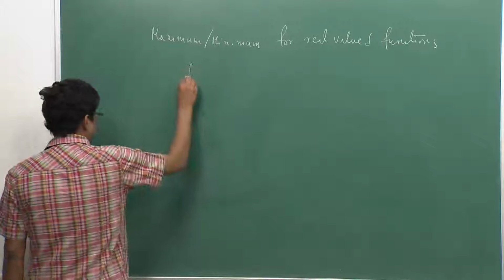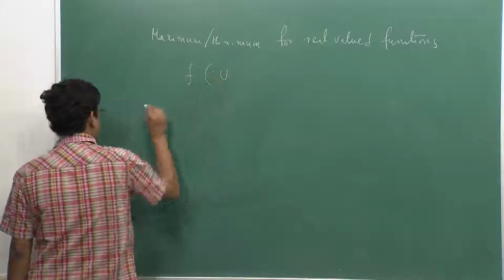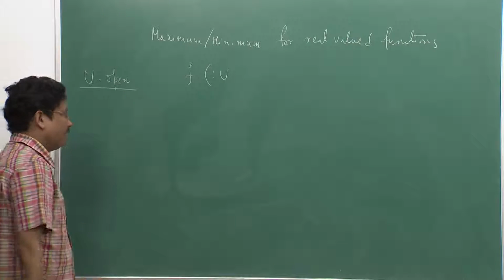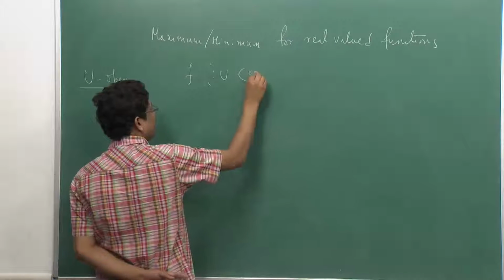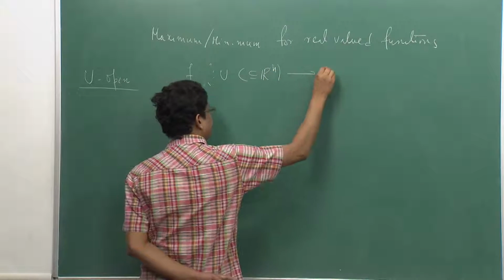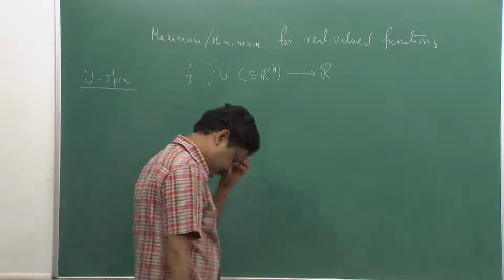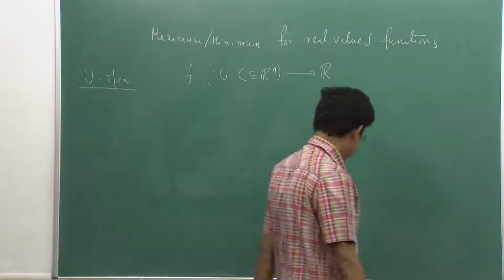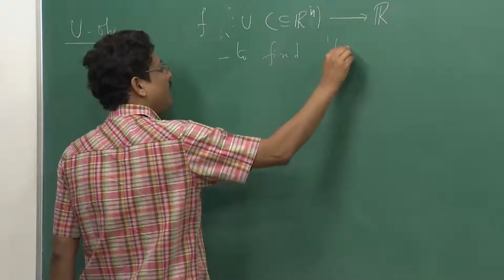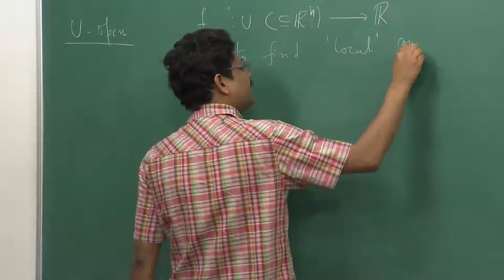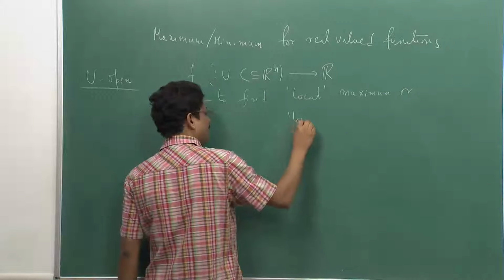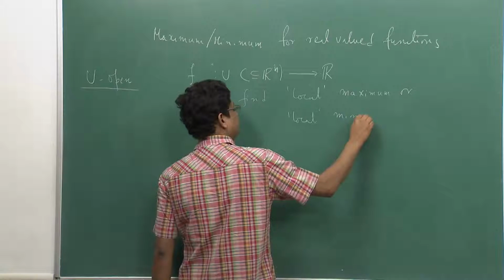Again we have f. Here I emphasize again, U is an open set in Rn, and f is a function from U to R. The problem is to find a local maximum or local minimum.